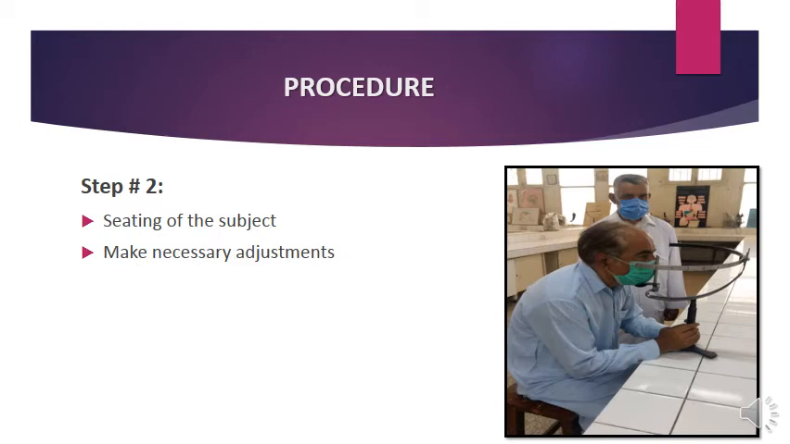For example, if we are starting with the right eye first, you will ask the subject to close his left eye and place his chin over the left side of the chin rest, and the test eye should be in line with the central fixation point. You will ask him to focus the test eye on the central fixation point throughout the procedure.